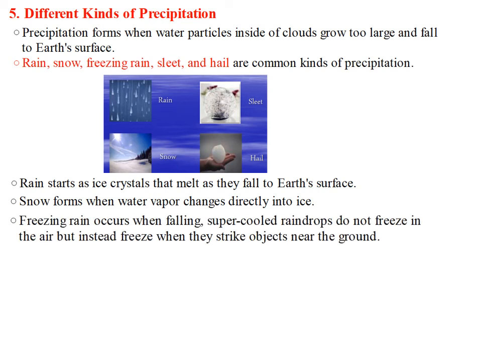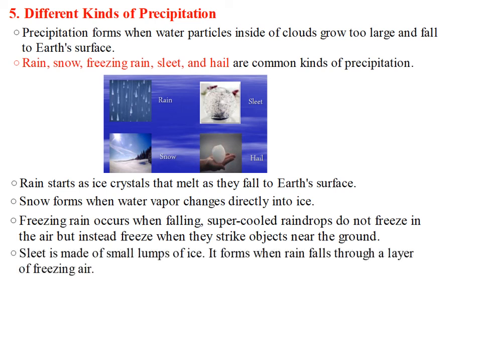Snow forms when water vapor changes directly into ice. Freezing rain occurs when falling supercooled raindrops do not freeze in the air, but instead freeze when they strike objects near the ground. Sleet is made of small lumps of ice. It forms when rain falls through a layer of freezing air.